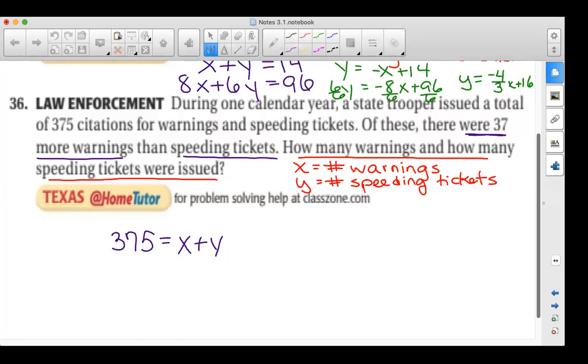Sorry, let me think. Jaden. So it'd be Y equals X plus 37? So 37 more warnings compared to speeding tickets. So Cody, I think you were just combining both equations together to solve, which would be fine, but we're trying to write two separate equations. Again, set them equal to y and graph. This one's a little harder to graph because it's up to 375.